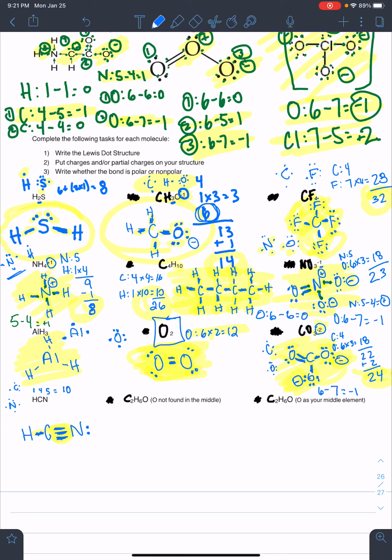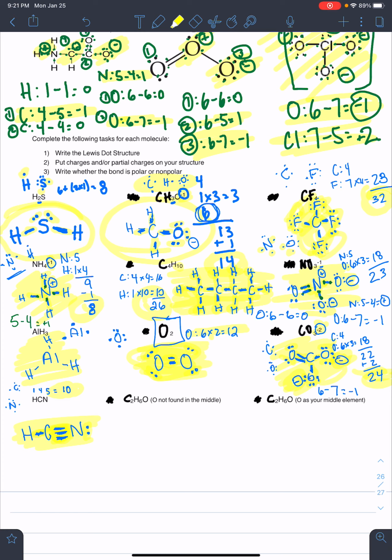have 8. Now we can count up our molecule to see if we can get 10 valence electrons. So we have 2, 4, 6, 8, 10. So we have 10 valence electrons here. So that's what our molecule will look like.